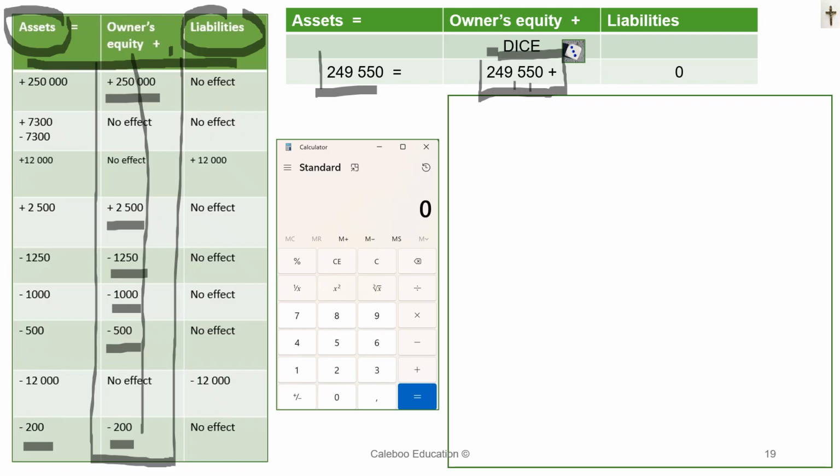Assets, well, there I have already, 249,550. So assets minus liabilities is equal to owner's equity. Look under liabilities. We had a liability of 12,000 because we bought from the computer store, but we paid them in the same month. Plus 12,000 minus 12,000 equals 0. And guess what? Assets equals owner's equity: 249,550.